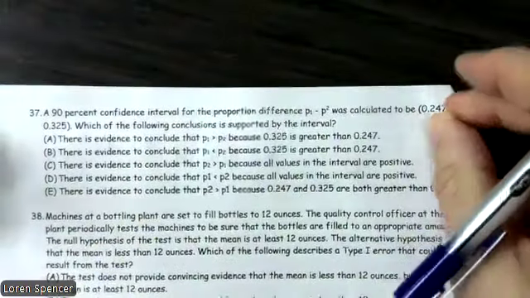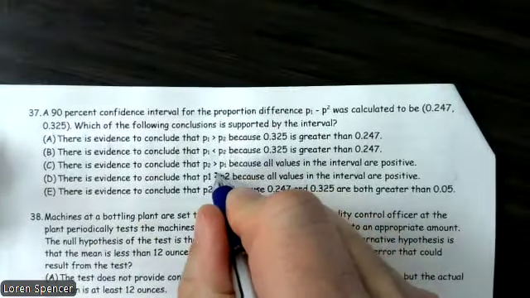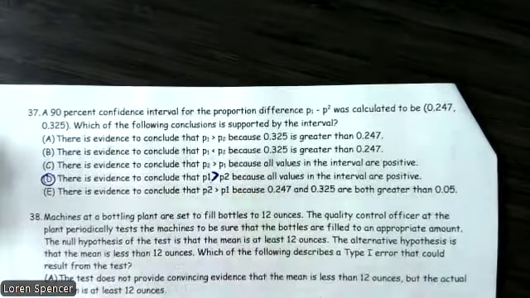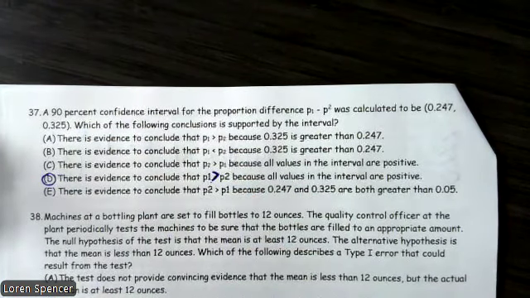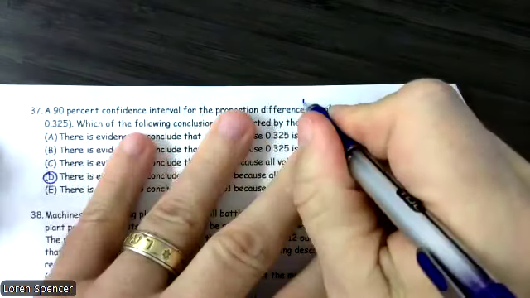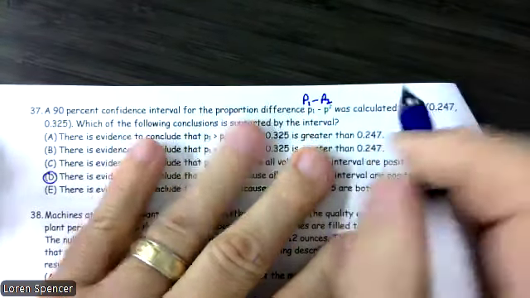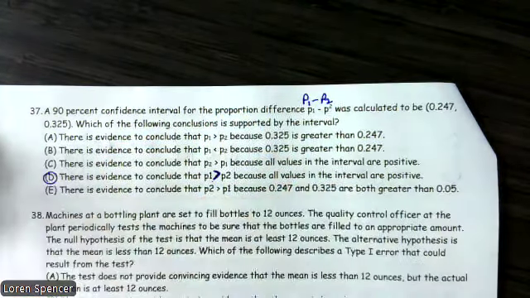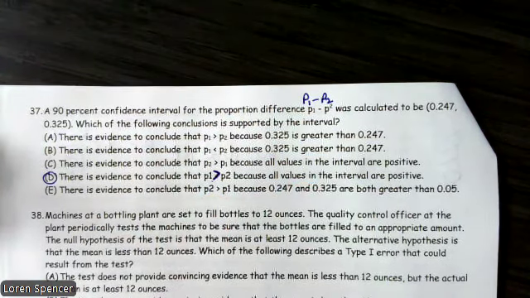37. I'm going to let you know that 37 is an error. I'm still going to talk about it though, because I know what it should have said. First off, this right here should have been a greater than. A 90% confidence interval for the difference of proportions, P1 minus P2, was calculated to be 0.247 to 0.325. And which of the following conclusions is supported by the interval?